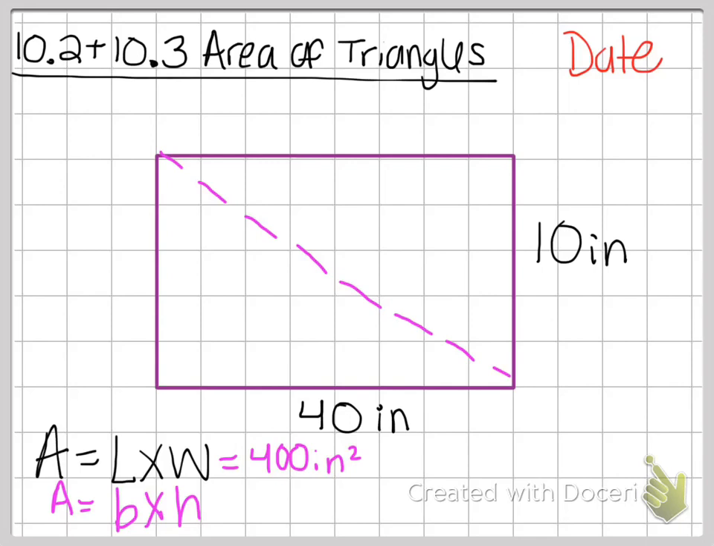And the way that we can determine that area of each triangle that I've made inside the rectangle is by noticing that the triangle is half of the rectangle, so therefore the triangle's area would be half of the entire rectangle's area. So since the area of the entire rectangle is 400, half of that would be 200. The area of this triangle is 200 inches squared, and it would be the same for this one.